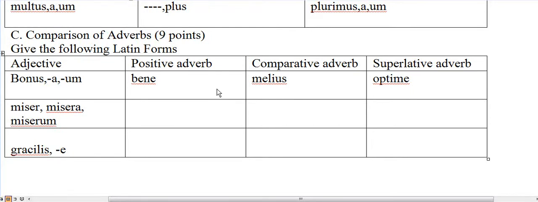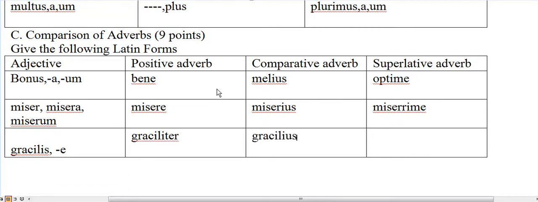Miser, the positive adverb: since it's first, second declension, you just add an -e to the stem. Comparative is just -ius. And then the superlative, since it ends in -er, you're going to double the r and add -ime. Gracilis: since this is third declension, I'm going to add -iter for the positive. Comparative is just the stem plus -ius. And since this ends in -lis, I'm going to double the l and add -ime.